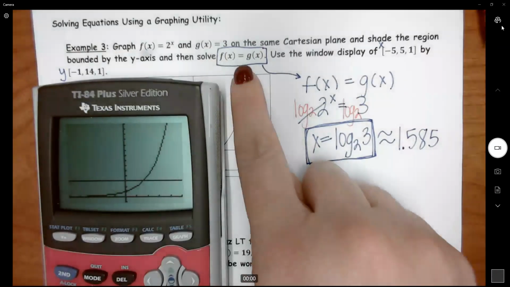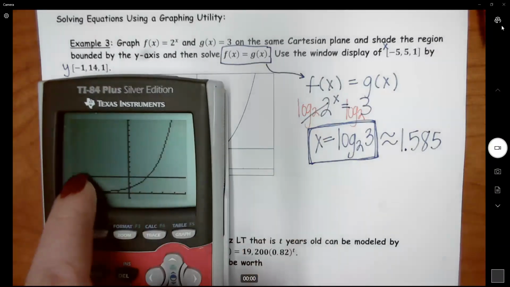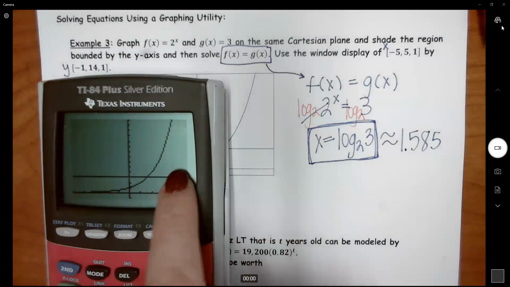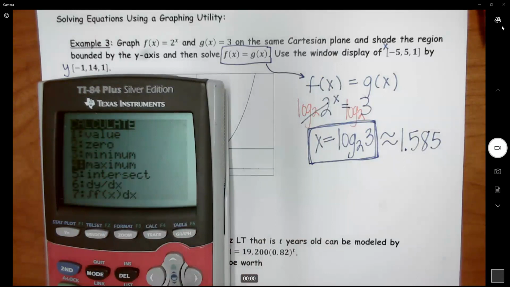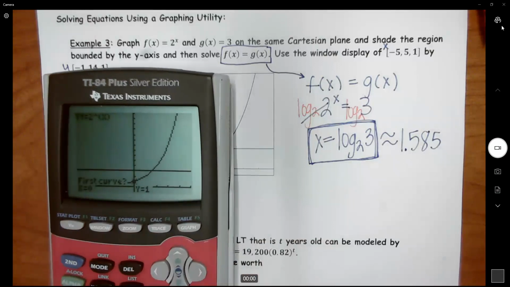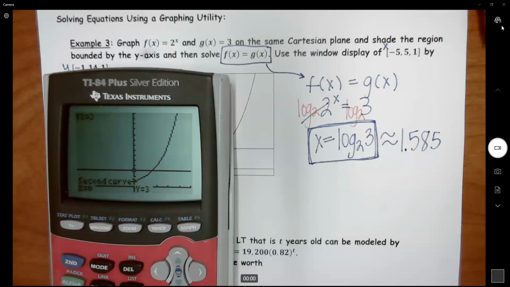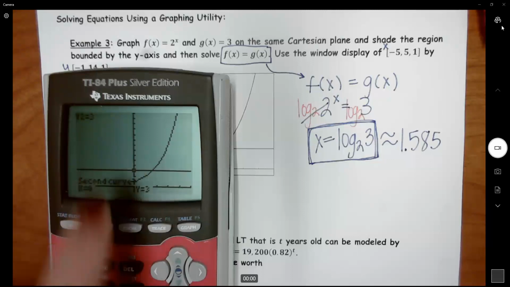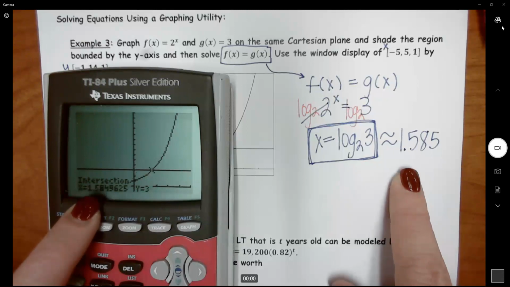Okay, so then to solve when these equal each other, well, it's where this function is intersecting this function. This is systems. So we're going to go second calc and find the intersection. First curve, check, it's on my exponential. Second curve, check, it's on my y equals 3. Guess, who cares, hit enter, and you get the exact same answer here.